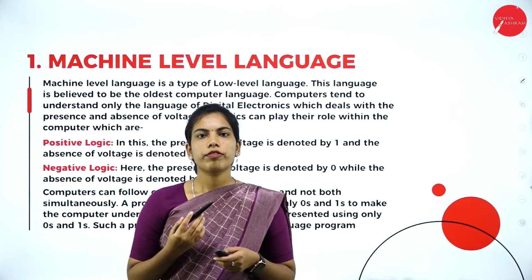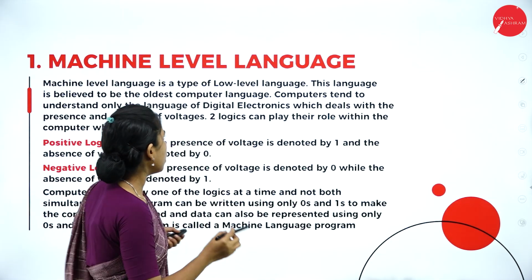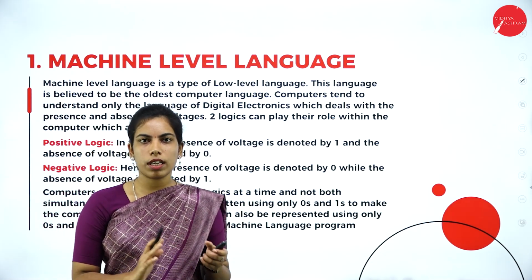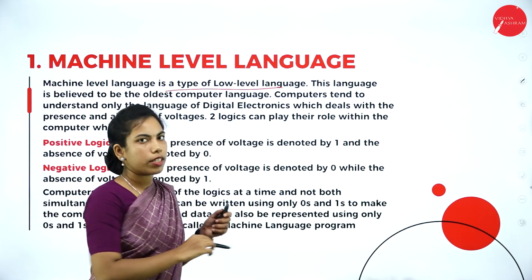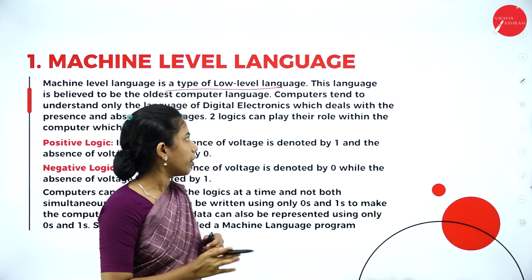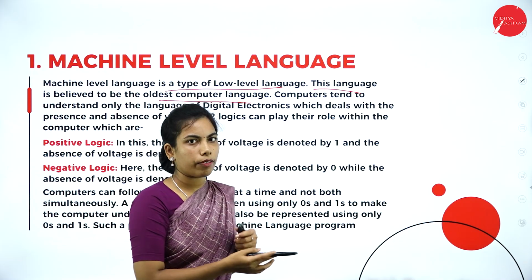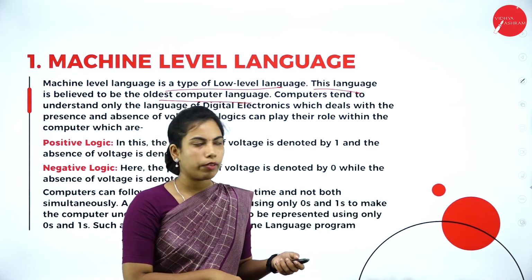So let's see the first type, that is machine level language. A machine can understand machine level language only by zeros and ones. So let's see the definition. It is a type of low level language. This language is believed to be the oldest computer language. It is also called the oldest computer language, and that is machine level language.